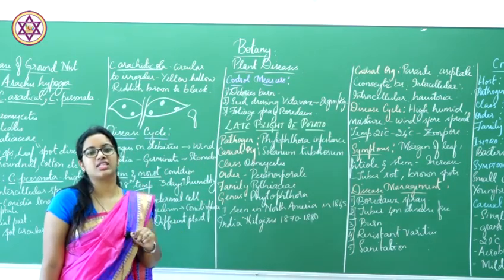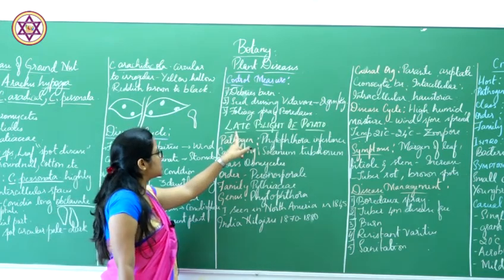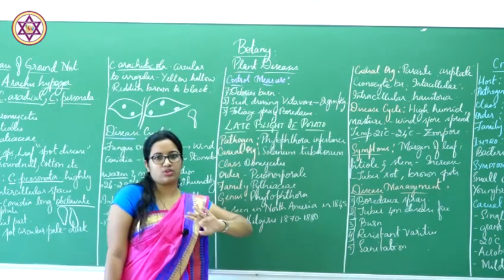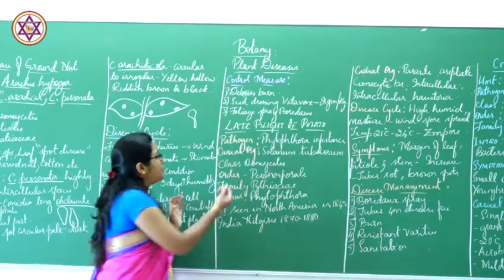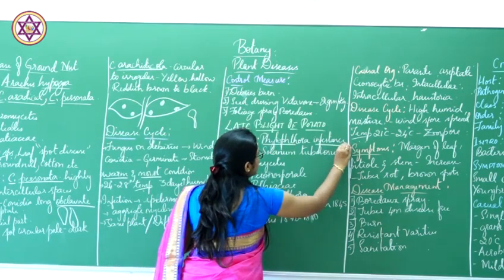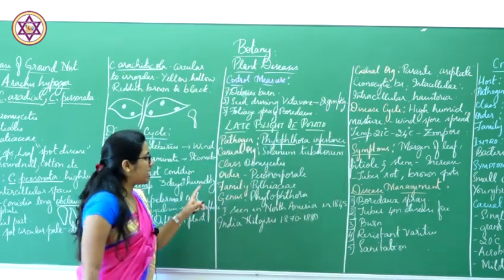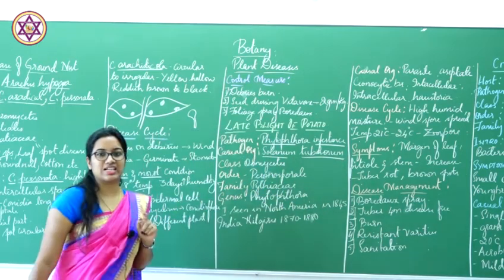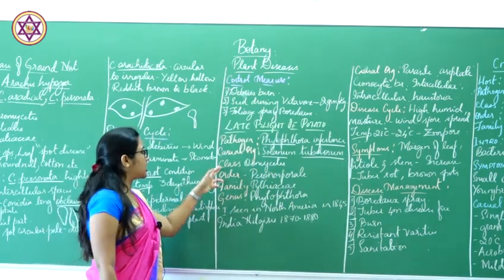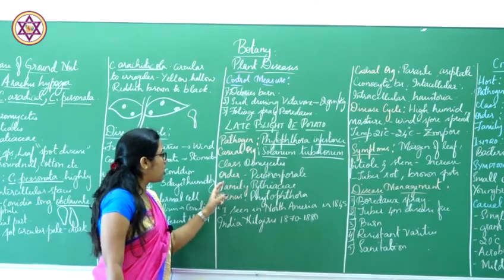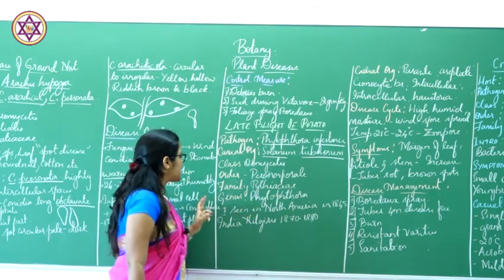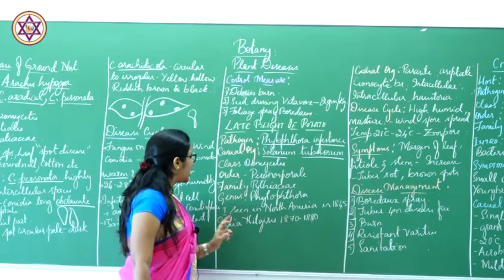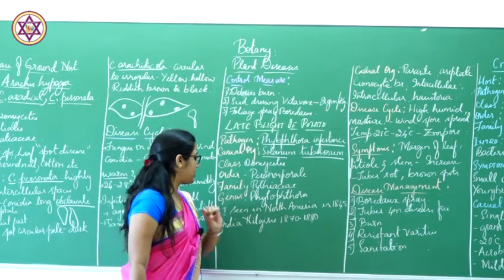The second disease which we are picking up for this class is late blight of potato. So which is the host? Solanum tuberosum. Okay. The causal organism is Phytophthora infestans. Okay, so what is the classification? They belong to the class Oomycetes, order Peronosporales, family Pythiaceae, genus Phytophthora.